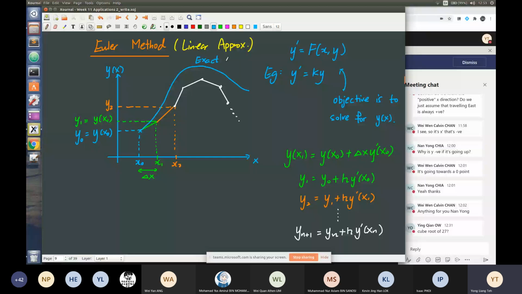So if you want this jagged line to be good and close to this exact blue line, what do you think is the desired condition? Any guesses? No guesses?